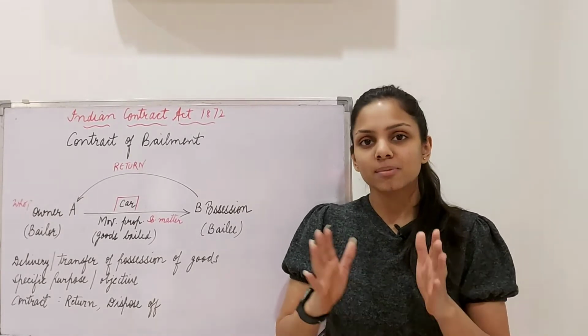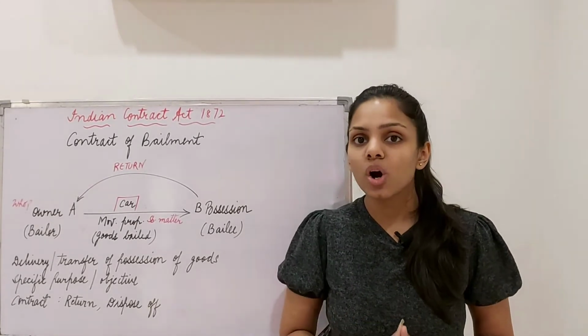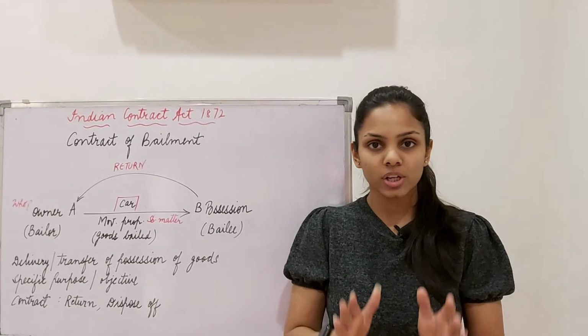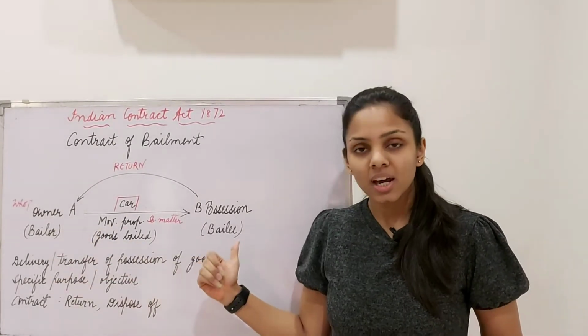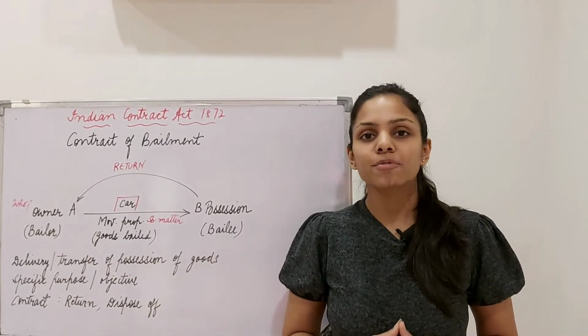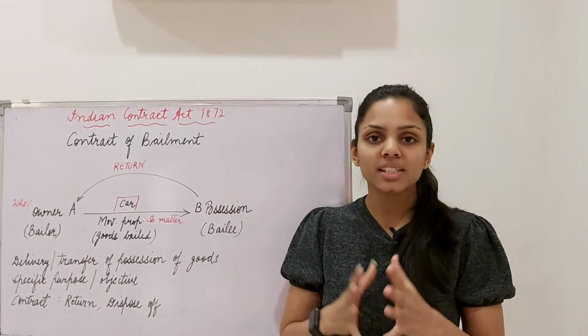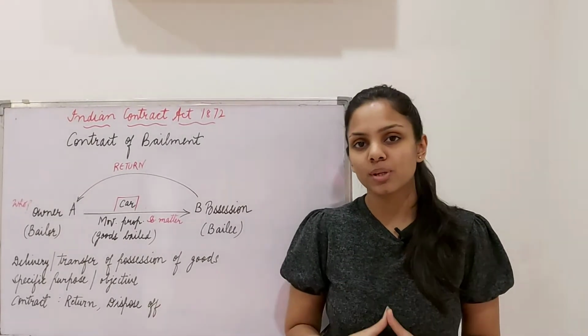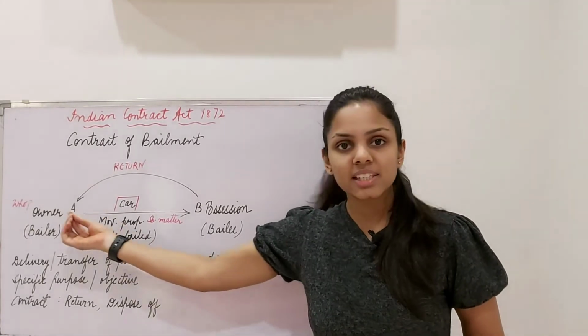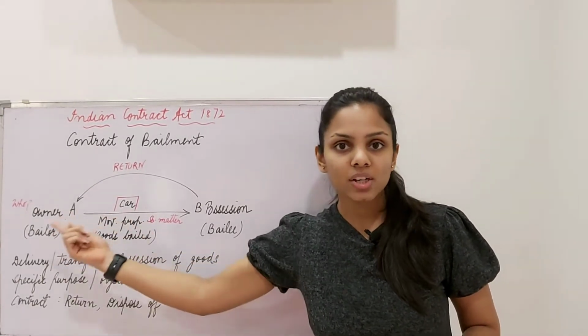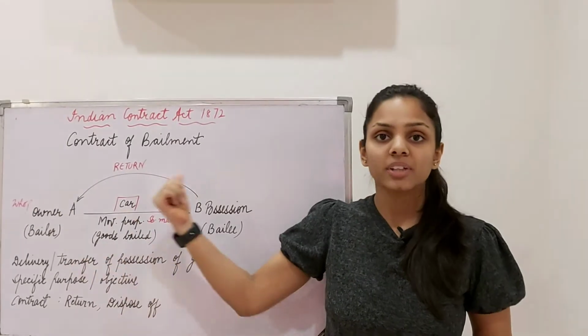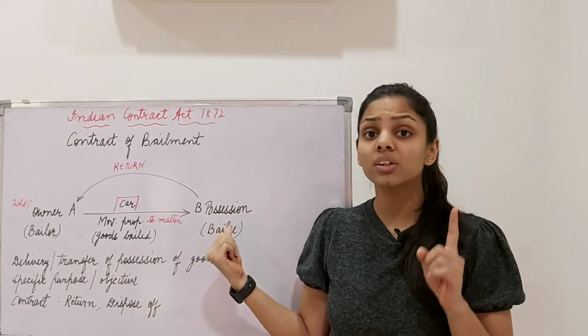So guys, Bailor and Bailee are the two parties to a contract of bailment. Now what the contract of bailment is? Guys, to understand it, हम एक example से देखेंगे, diagrammatic illustrations इसको समझेंगे. For example, A is the owner of a car and he gave that car to B, but he did not sell it.